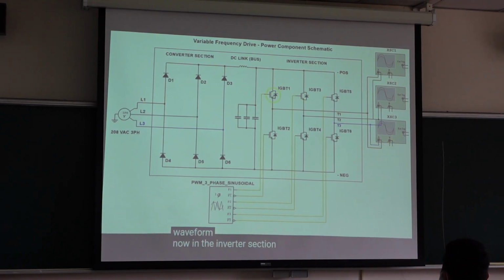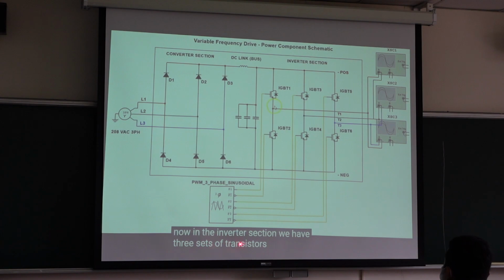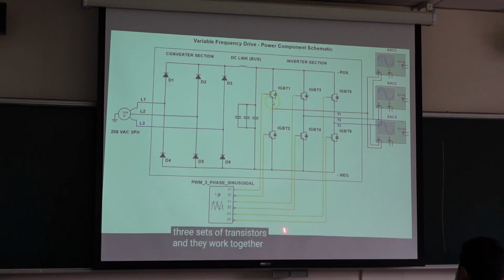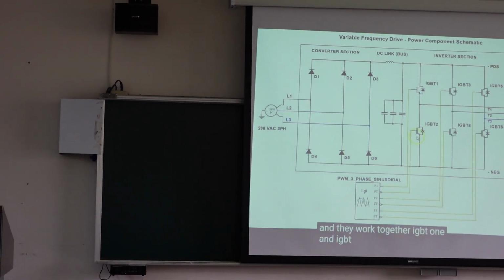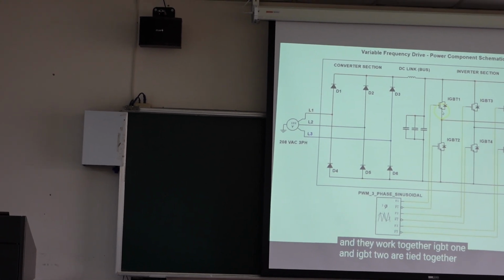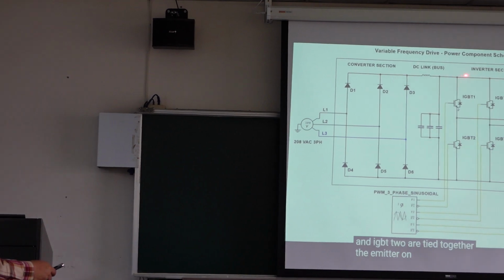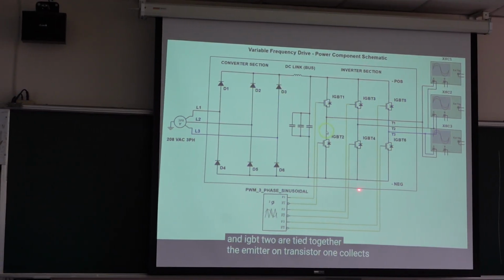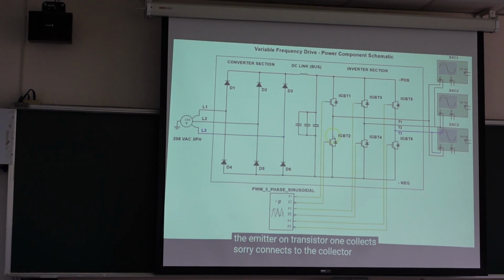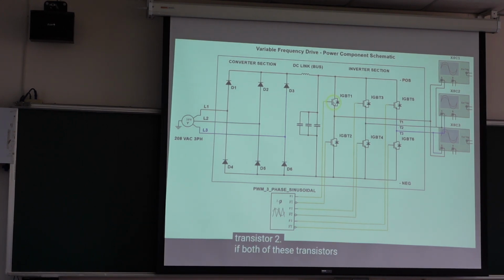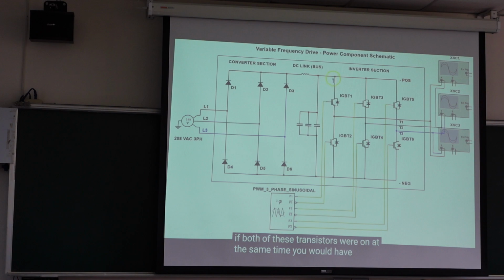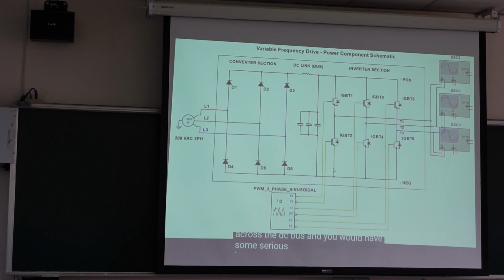Now, in the inverter section, we have 3 sets of transistors and they work together. So 3 legs: IGBT1 and IGBT2 are tied together. The emitter on transistor 1 connects to the collector on transistor 2. This is A phase, then B phase, and C phase. If both of these transistors were on at the same time, you would have a short across the DC bus and you would have some serious issues going on.